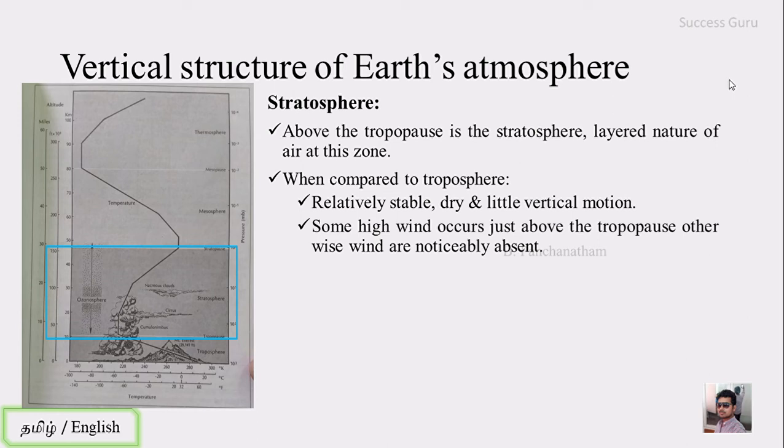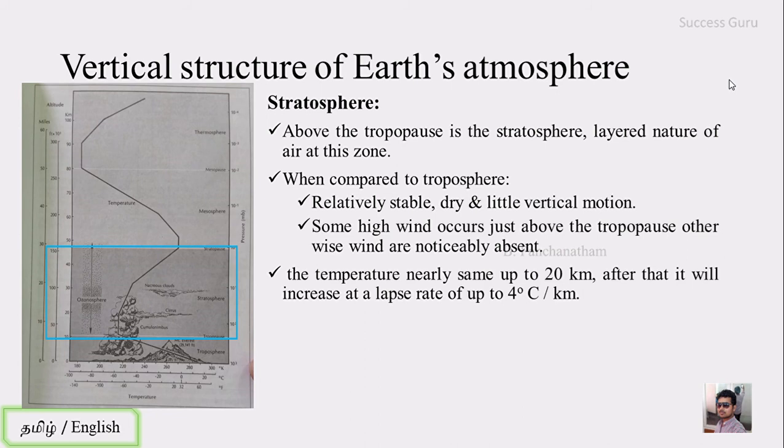As we mentioned earlier, the water vapor content in the stratosphere is comparatively less than the troposphere, so this will be dry. There will not be much vertical motion. The motion in the stratosphere will be very little, and some high wind occurs just above the tropopause. Otherwise winds are noticeably absent. The moving air is called wind, right? So in the stratosphere there will not be much moving air, so there will be no wind formation. When there is a very effective storm on the surface, that may sometimes affect the stratosphere.